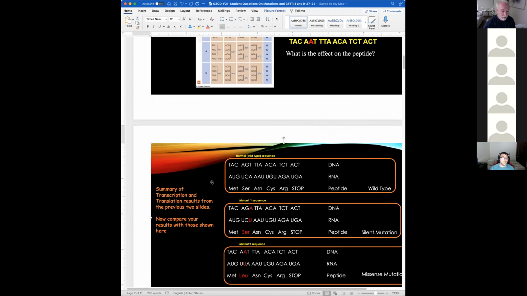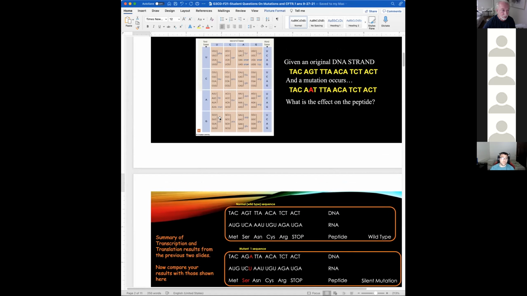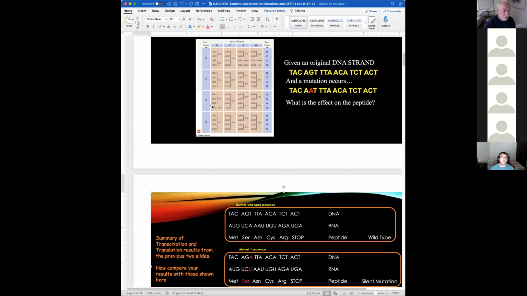If we look at the codons in RNA of wild type, we take the first codon, AUG, and go to the codon table. The first base is A, it's here. Second base is U, that's here. And the third base is G, AUG, and that says methionine. So the first amino acid in this wild type sequence is methionine. Everybody see how we get that?